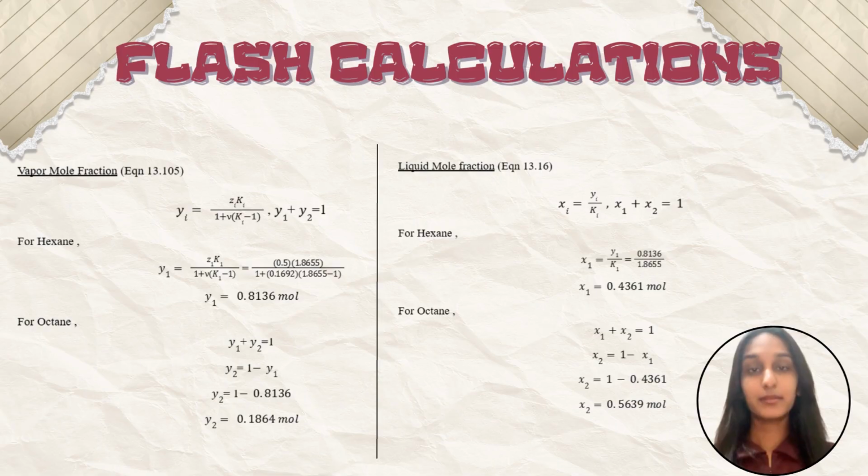Finally, the equilibrium compositions were determined. The vapor stream contains 81.36 mole percent hexane and 18.64 mole percent octane, whereas the liquid stream contains 43.61 mole percent hexane and 56.39 mole percent octane. These results clearly show that the flash separator enriches the more volatile component, hexane, in the vapor phase while concentrating the octane in the liquid phase. This demonstrates that the flash separation process performs as expected based on the principles of vapor-liquid equilibrium. Thank you.